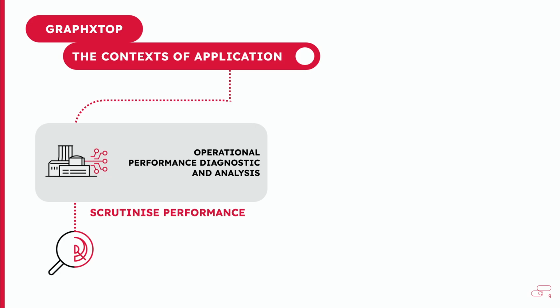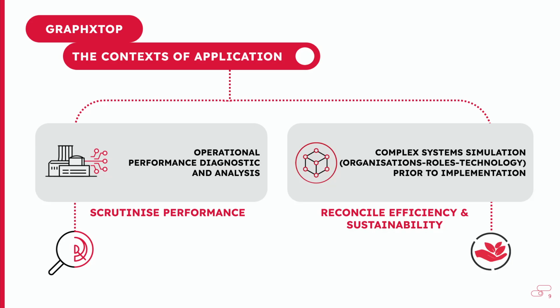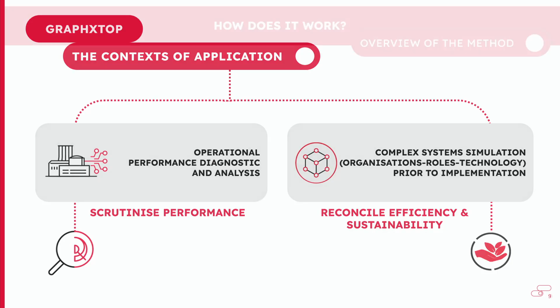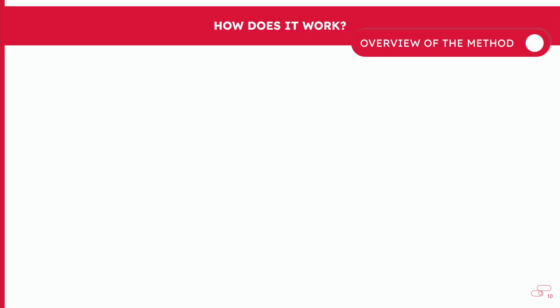This method can be used in two different contexts of application. First of all, operational performance diagnostics. The idea is to have new means to scrutinize performance. The other way is to be able to test a complex system prior to implementation and to see whether it works as intended, whether it has these critical entities, bottlenecks, and so on, before we commit to implementing it. And now I'm giving the floor to my friend who's going to explain how the pipeline of the method works.